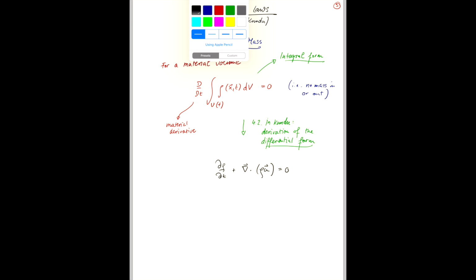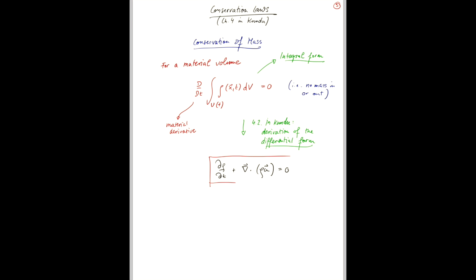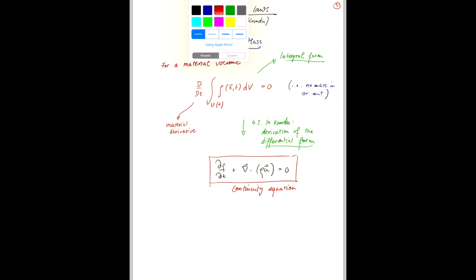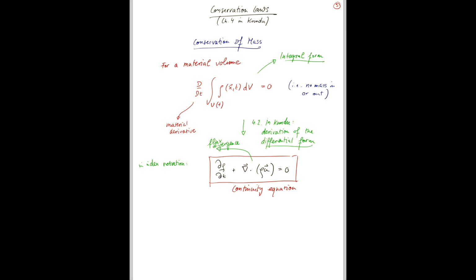And this equation is quite important. We'll use it throughout the rest of this course, and it's called the continuity equation. And this second term is called the flux divergence term. In index notation, we would write this as d rho dt plus d by dxi of rho ui equals 0. The divergence term is also sometimes called the transport term.